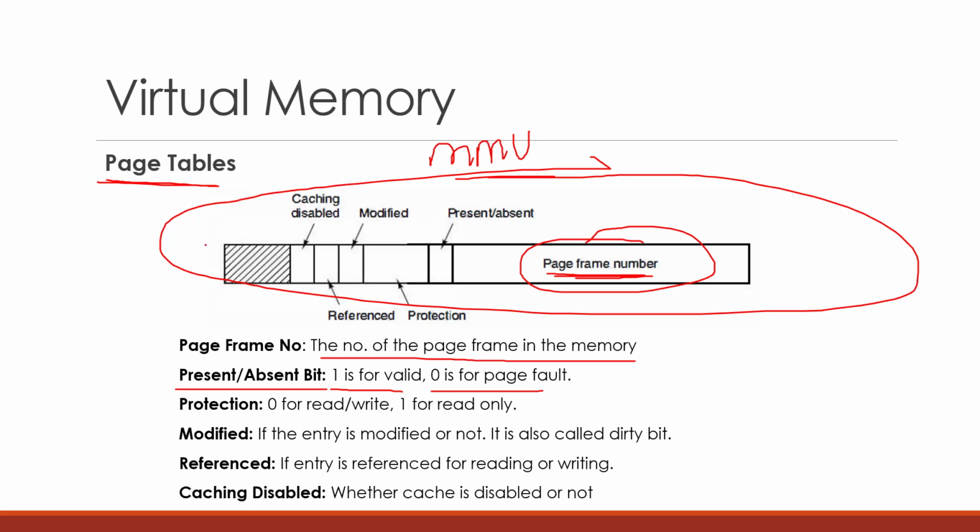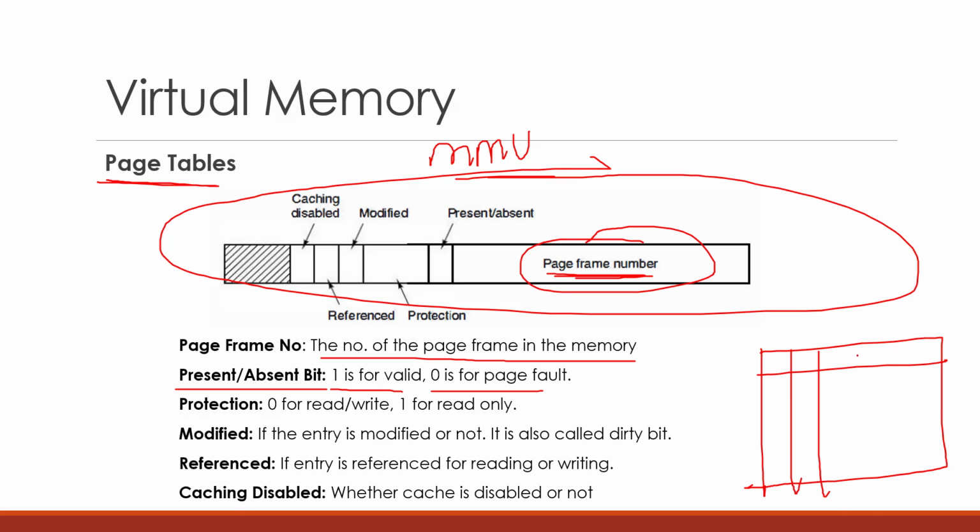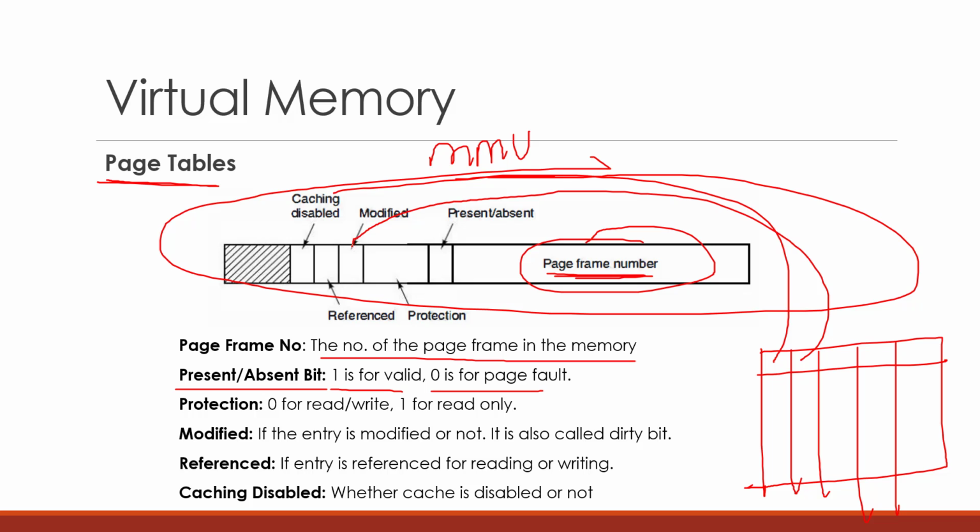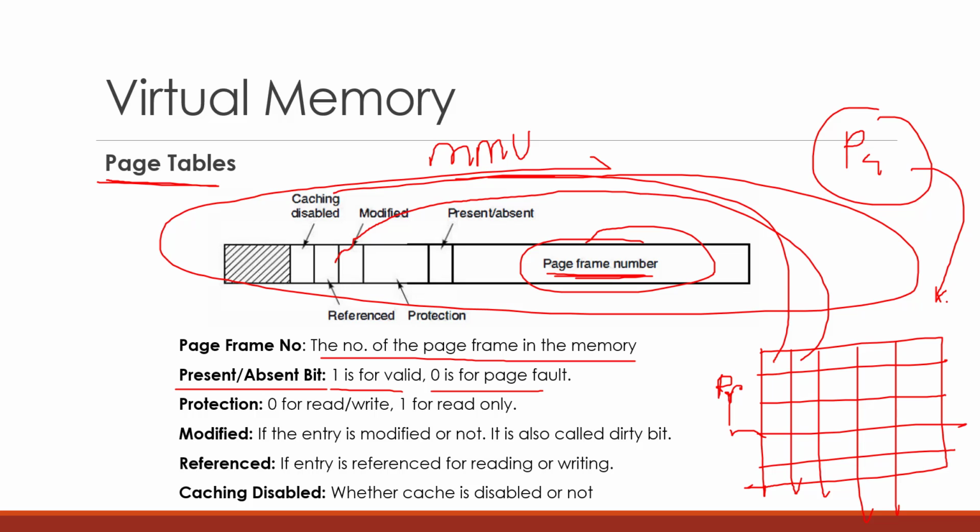So this is one page, and this is my page table, and it will have all these fields. This field is the caching field, maybe this is the reference field, and so on, and it will have different entries for different pages. So this is for page 0, page 1, page 2, and page 3. And this page table will be for each process. So for example, this page table will be for process 4.